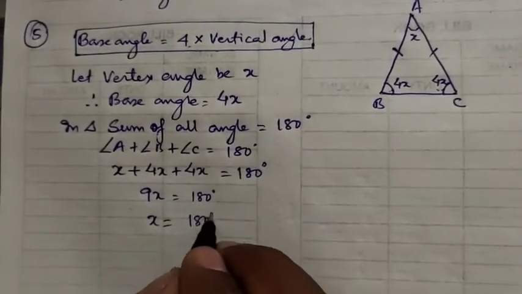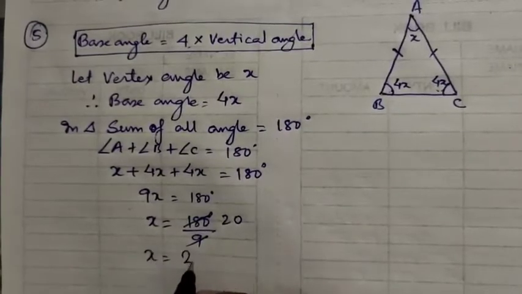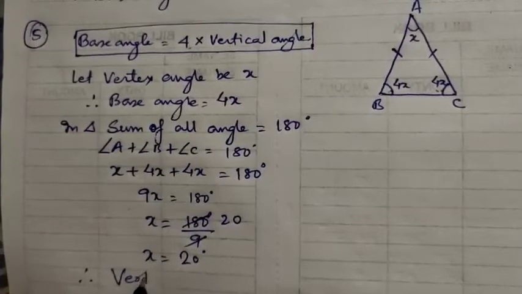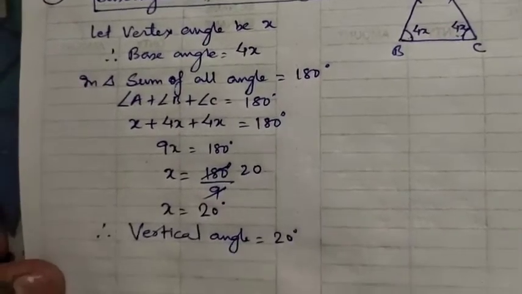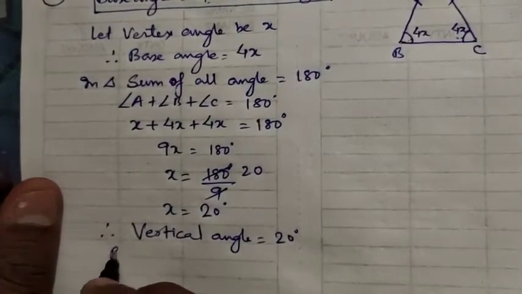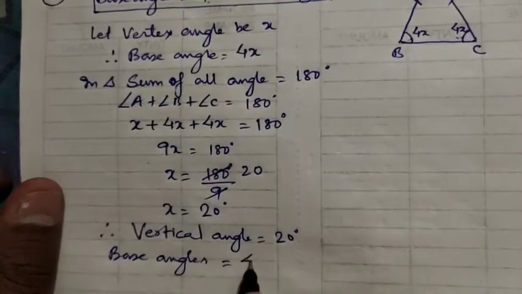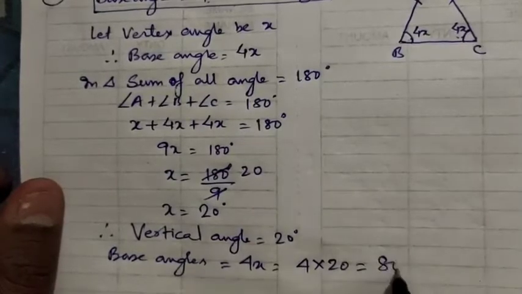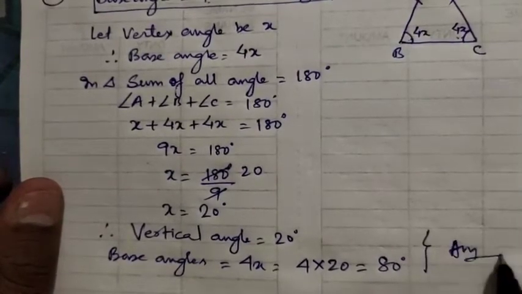x is equal to 180 degrees by 9. 9 2s are 18, 0. The value of x is 20 degrees. It means that the vertical angle is equal to 20 degrees. Now we have to calculate the base angle. Base angle is equal to 4x, that is 4 into 20. It is equal to 80 degrees. These two will be our answer.